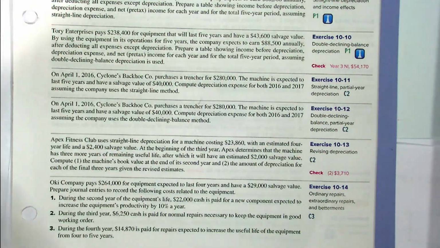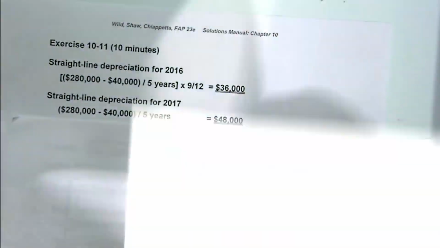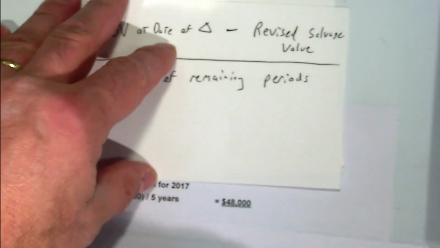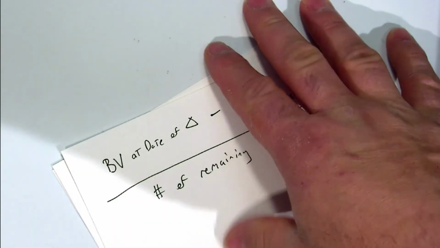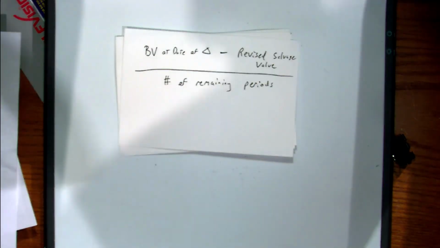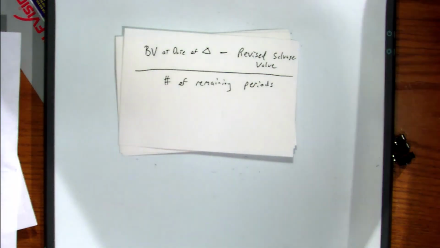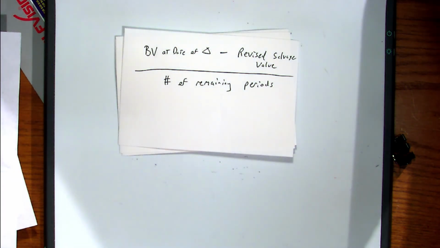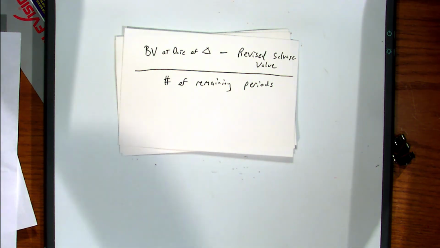All right, once again, let's take a look at the formula. The formula, if I can get all my papers here straight. The formula for revising depreciation is the book value at the date of change minus the revised salvage value, divided by the number of remaining periods. Is that correct? Okay, so let's take a look at this problem.